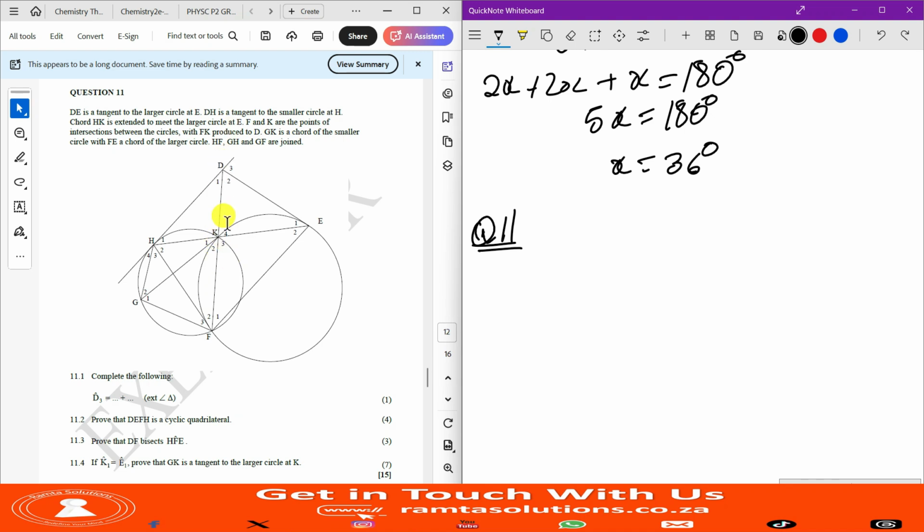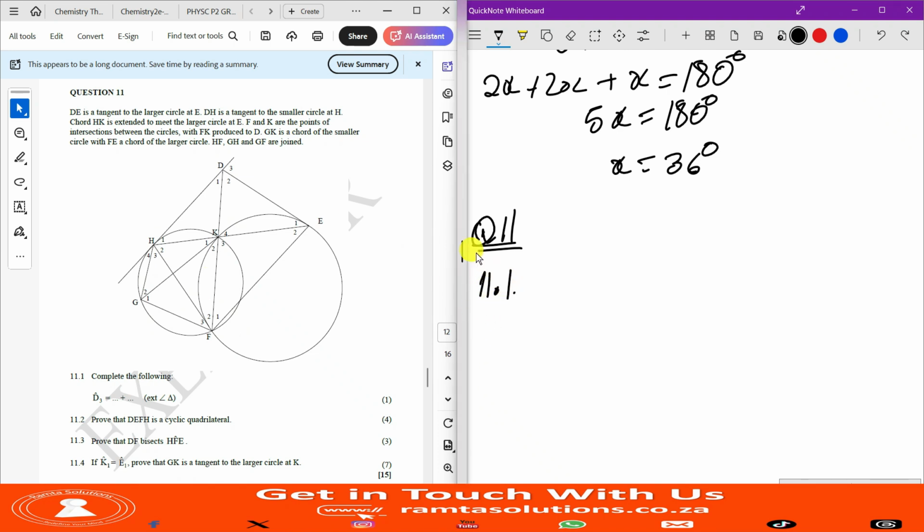GK is a chord of the smaller circle with FE, a chord of the larger circle. HF, GH, and GF are joined. All right, interesting. Cool, we can see that. 11.1.